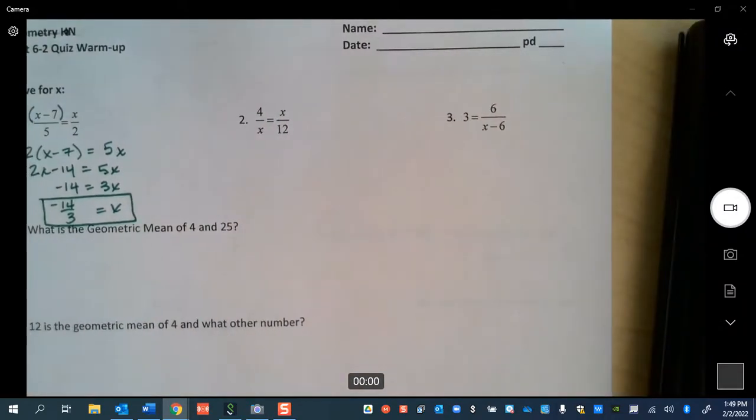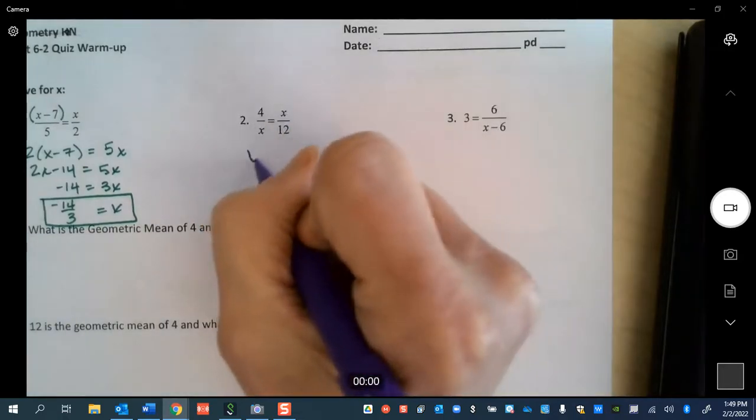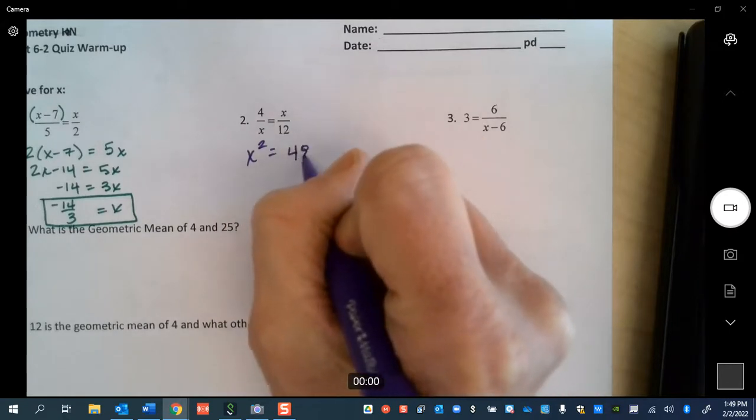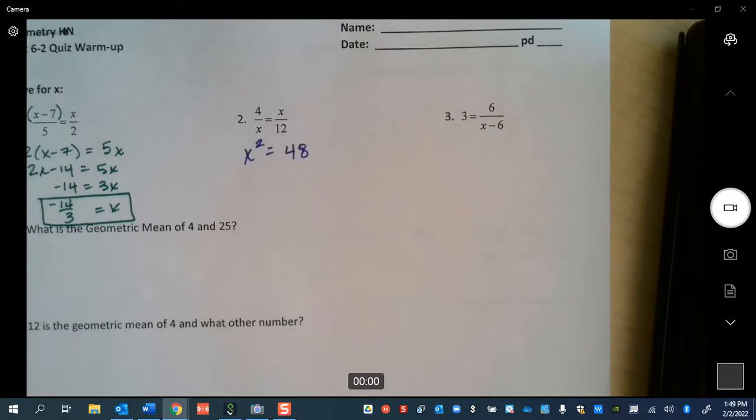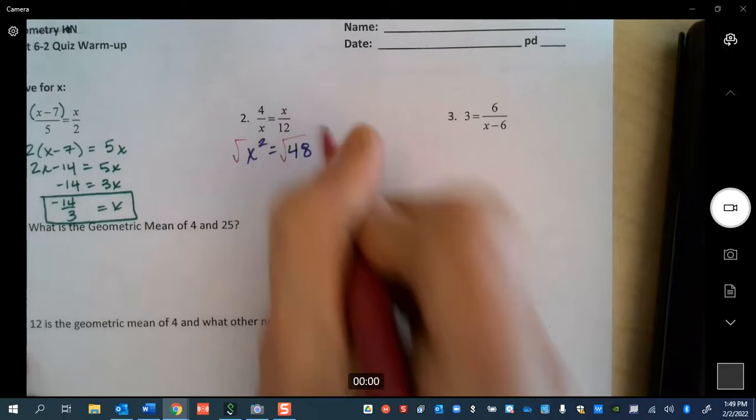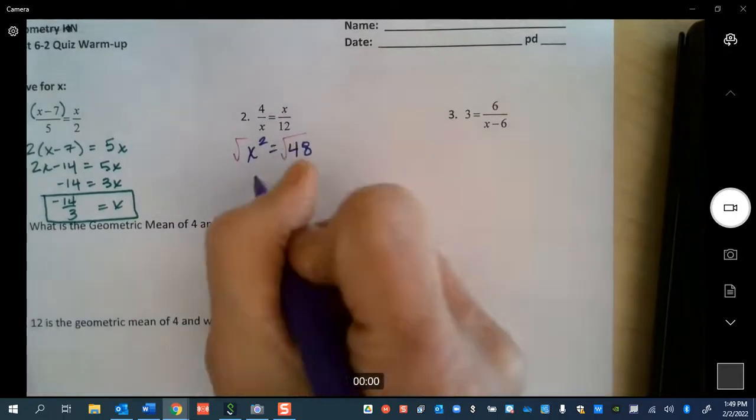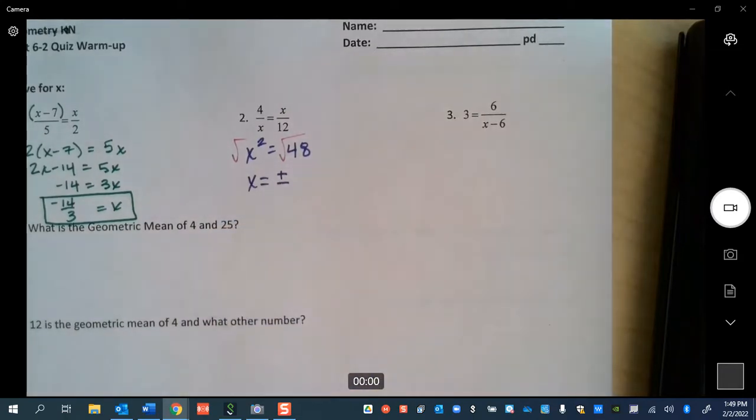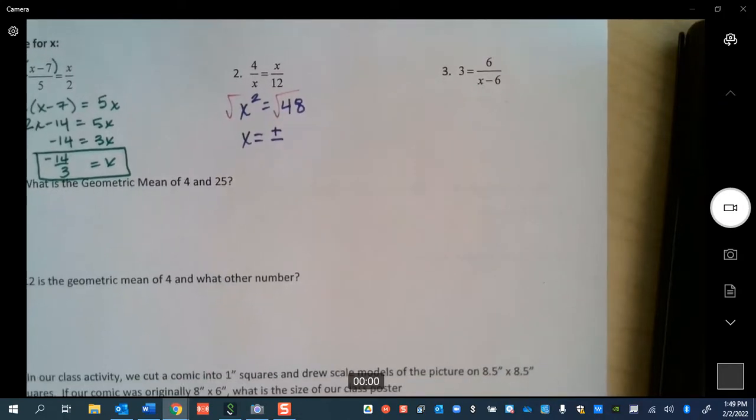All right, next up, we have a problem where x times x is x squared, and 4 times 12 is going to be 48. When I go to solve a problem with a perfect square, I'm going to go ahead and take the square root of each side, which means that x is going to be equal to, whenever I draw the square root sign, I have to recognize that either a positive or a negative number could be a potential value depending upon the context of my problem.